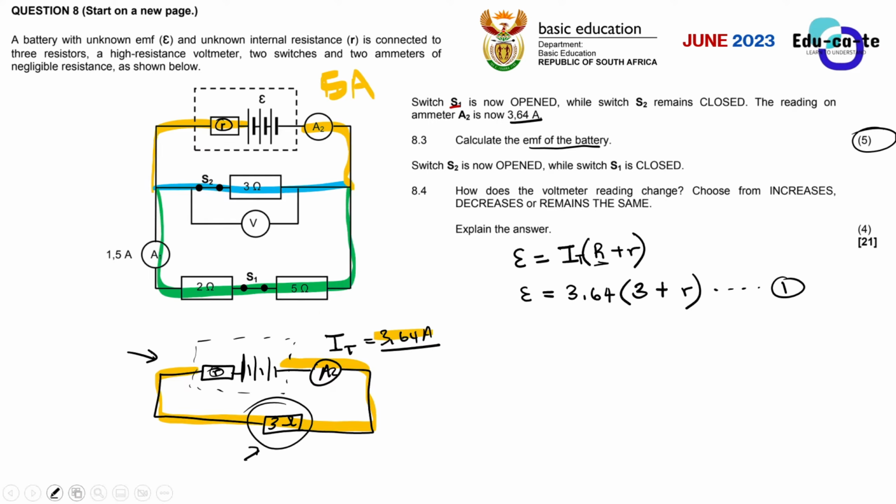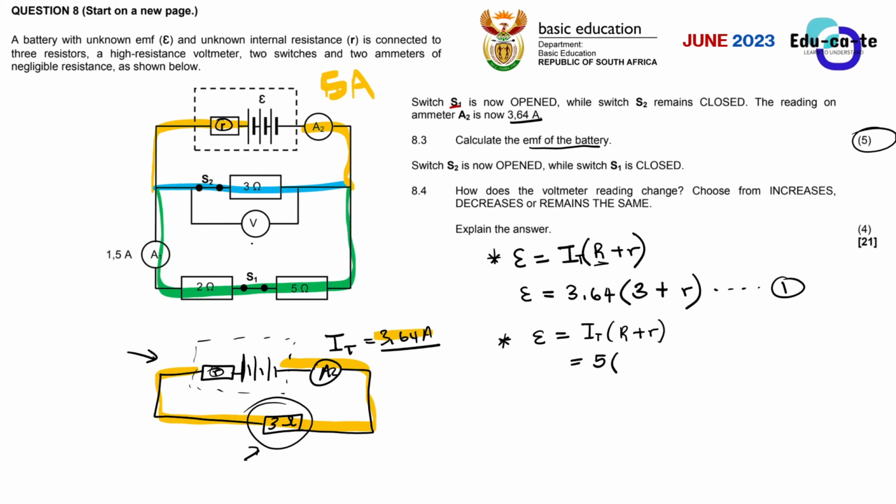Now if we want to apply the same formula, at first, when switch S1 was closed, the EMF was equal to the total current times the resistance outside plus the resistance inside. So the total current then was 5 amperes, right? And then the total external resistance, we didn't calculate it, but we can still calculate it.